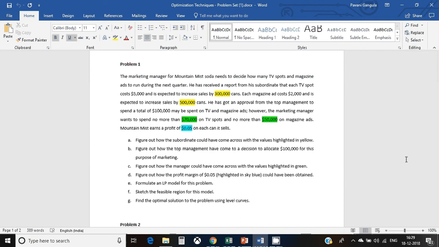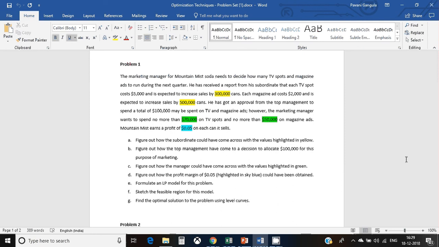Figure out how the subordinate could have come across with the values highlighted in yellow. Figure out how the top management have come to a decision to allocate $1 lakh for this purpose of marketing. Figure out how the manager could have come across with the values highlighted in green. Figure out how the profit margin of $0.05 could have been obtained.